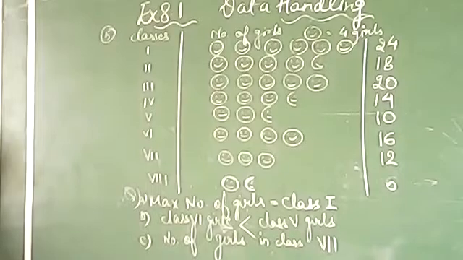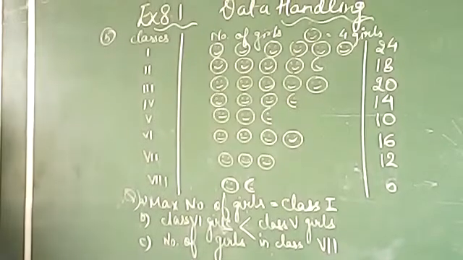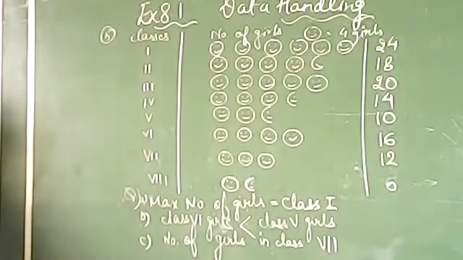Now it is asking for question number 2. Is the number of girls in class 6 less than class 5? Let's see. Class 6 means we have 16. Class 5 we have 10.